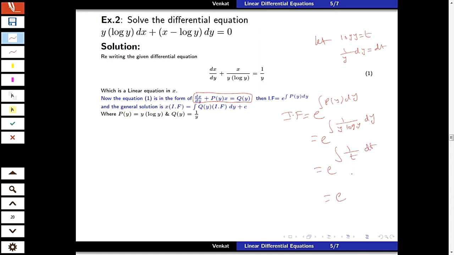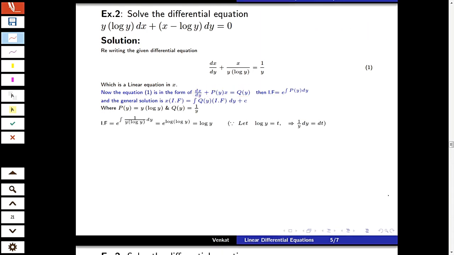Integration of 1 by t will be log t, so e power log t is t. That is, log y is the integrating factor. Come to the solution: x into integrating factor equal to integral q of y into integrating factor dy plus c.